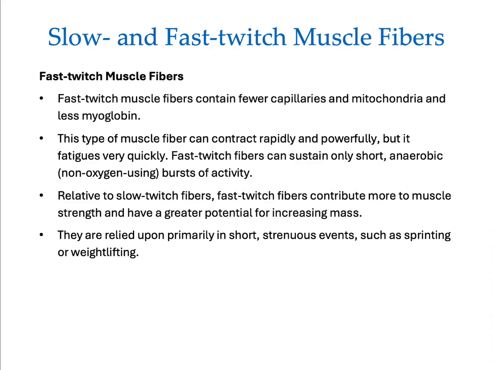Relative to slow twitch fibers, fast twitch fibers contribute more to muscle strength and have a greater potential for increasing mass. They are relied upon primarily in short, strenuous events such as sprinting or weightlifting. So you can see that it would be beneficial to have a combination of both. But some people have more fast and some people have more slow.